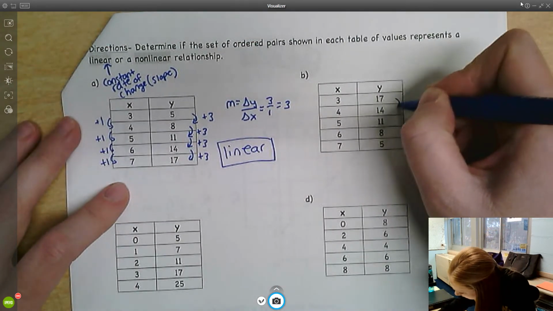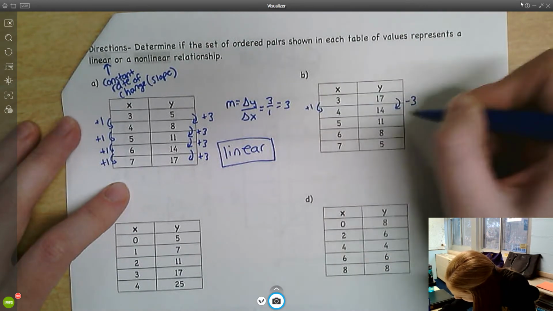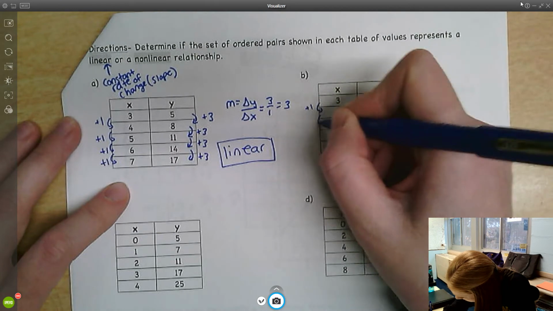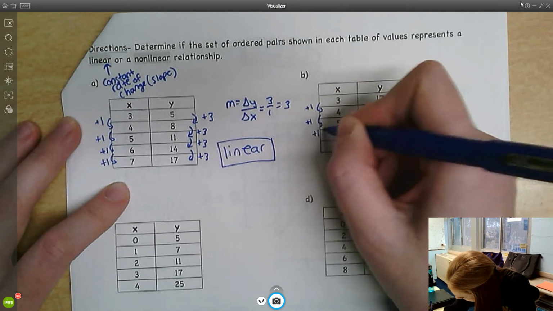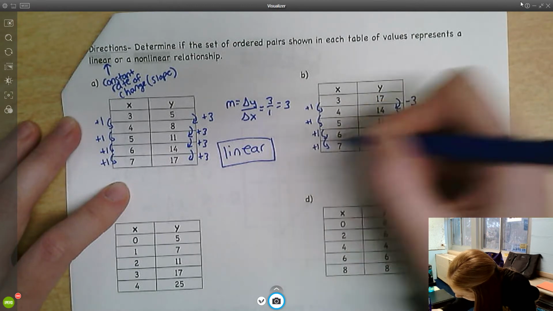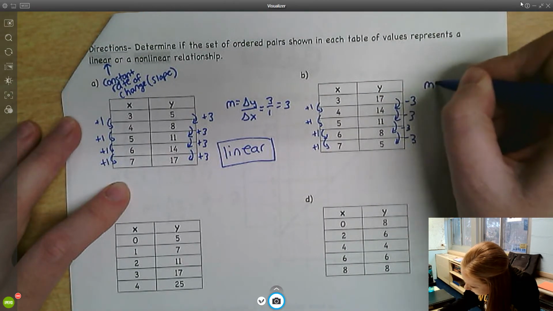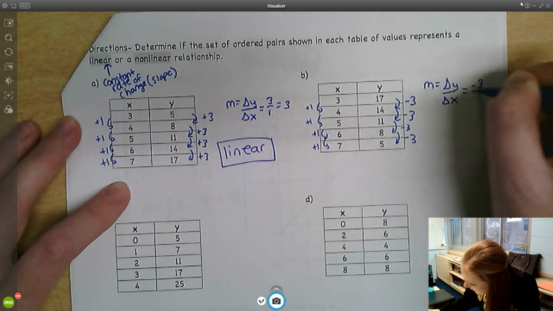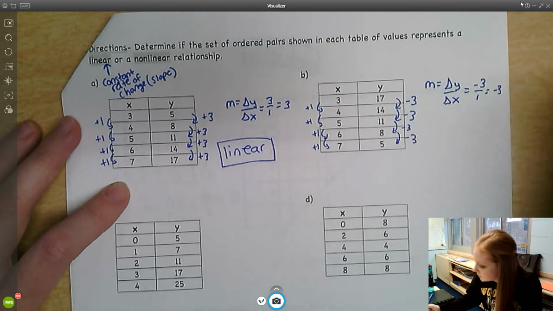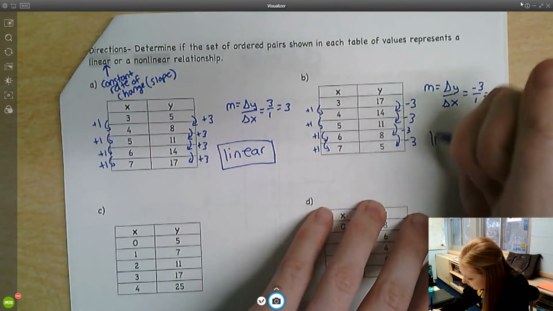For B, our change in y, we're going down 3, up 1, down 3, up 1, down 3, up 1, down 3, up 1. Change in y over change in x is negative 3 over 1, so negative 3, no matter where you find it. Linear.